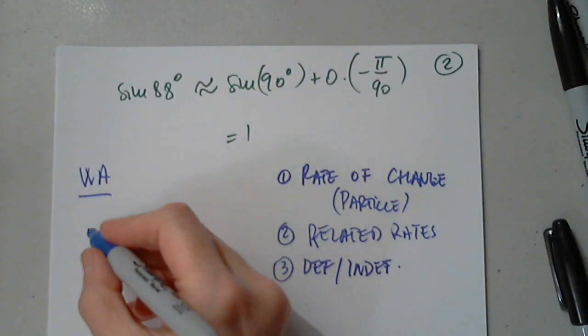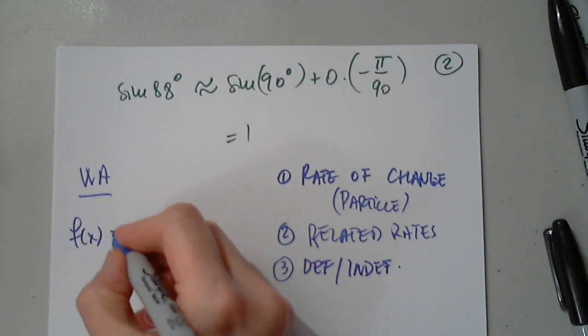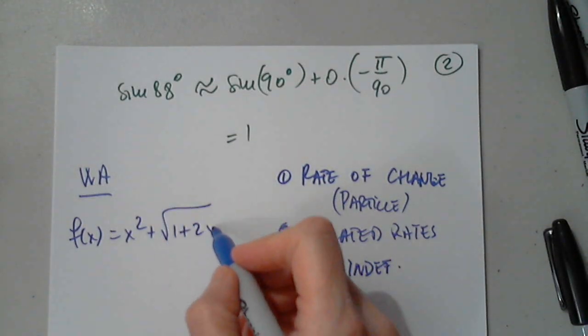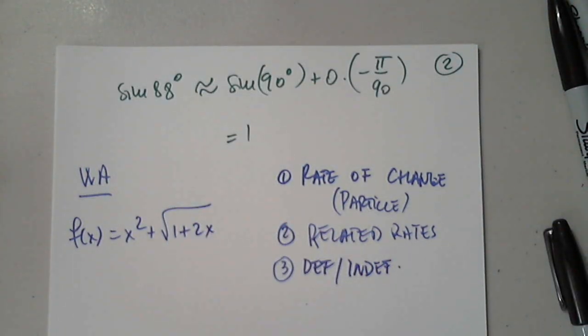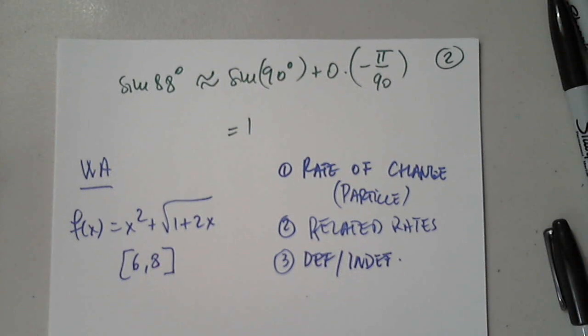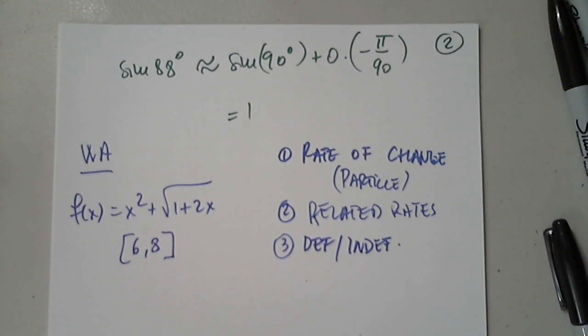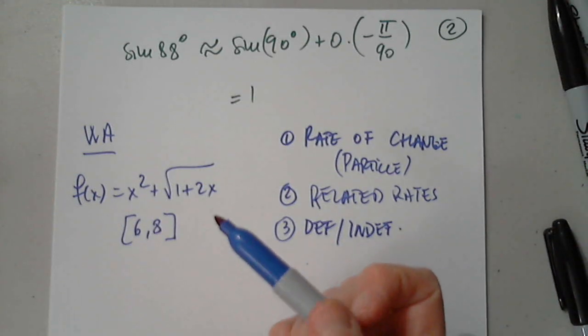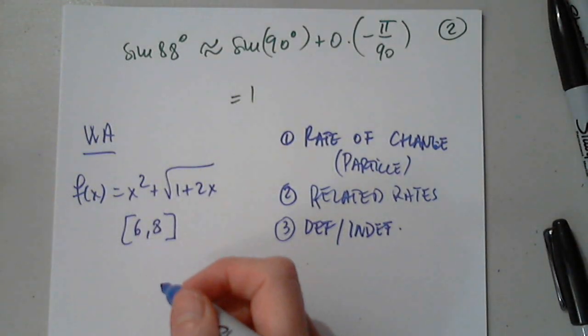So, the function is x squared plus the square root of 1 plus 2x, from 6 to 8. And it says to use the definition with right endpoints to find an expression for the area under the graph of f as a limit. Do not evaluate the limit. Right. So how many subintervals, or it doesn't say?